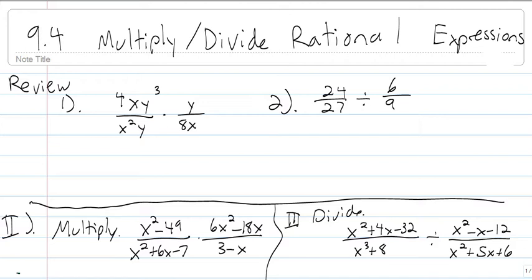Alright, here we go with multiplying and dividing rational expressions. Again, rational just means fractional. We're going to do a quick review on how to do that. It's pretty simple though. When you multiply two fractions together, you multiply across.